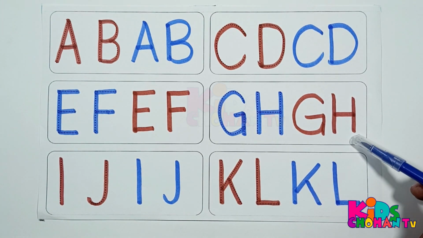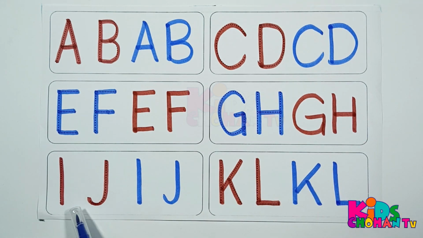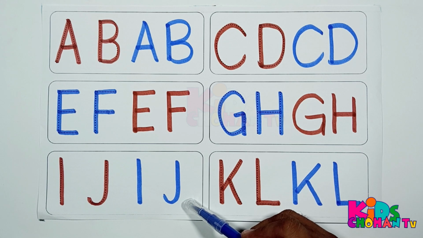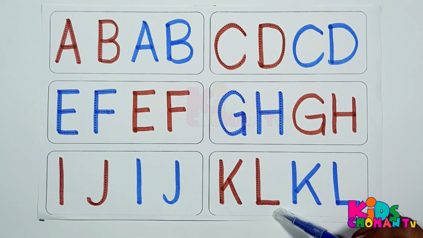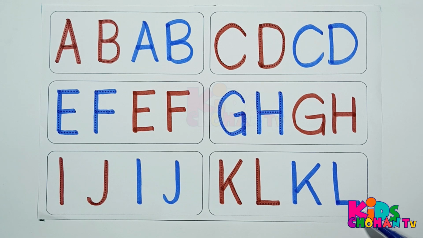H. H for horse. I for ice cream. J. J for juice. K. K for kangaroo. L for lion.